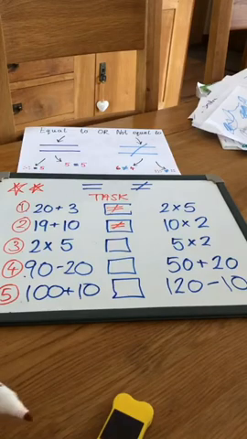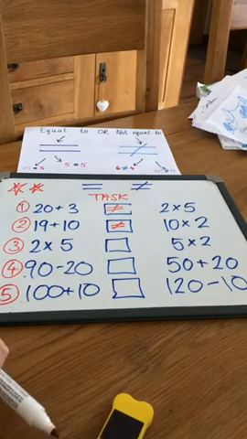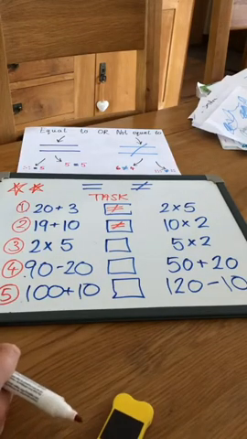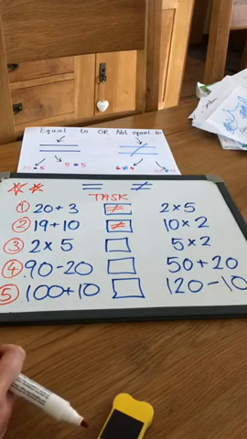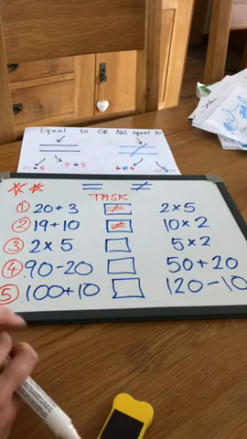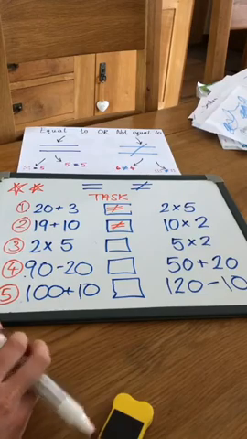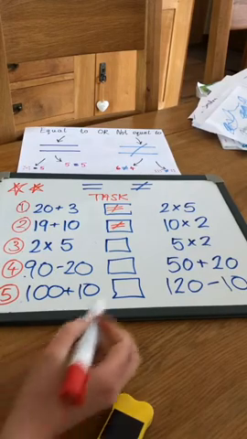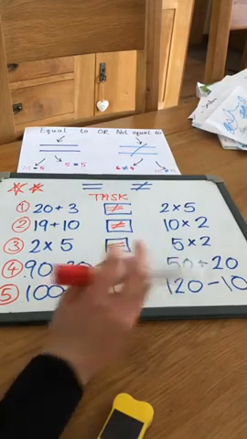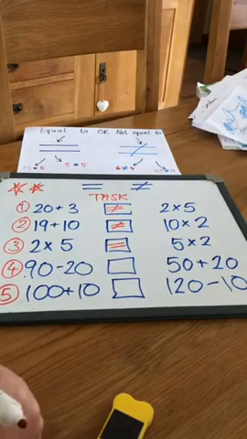Question 3, 2 times 5. So counting up again in 2s or 5s, you can go 2, 4, 6, 8, 10. And 5 times 2 is the exact same. Okay, so that means it is an equal sign. 2 times 5 and 5 times 2 are the same.